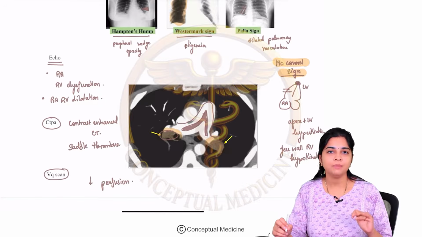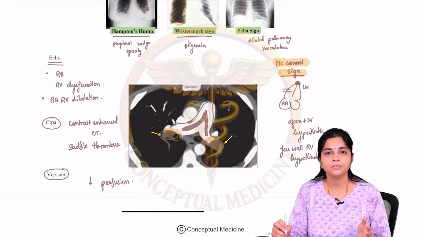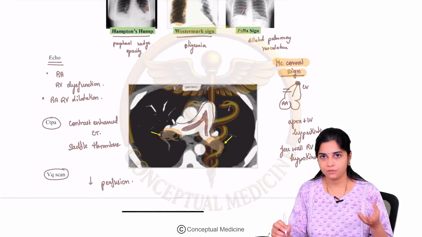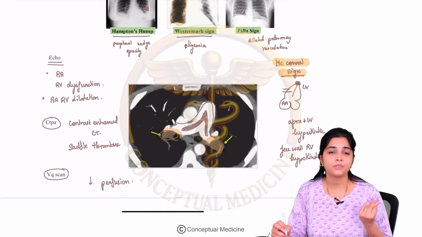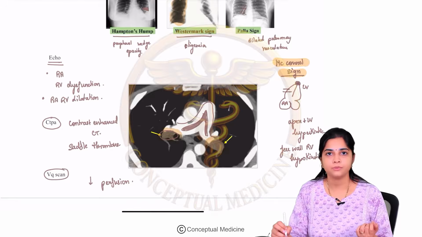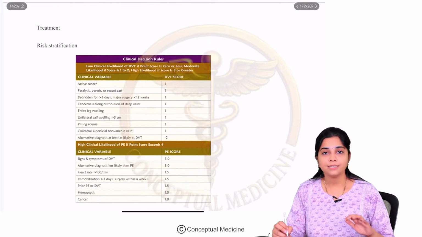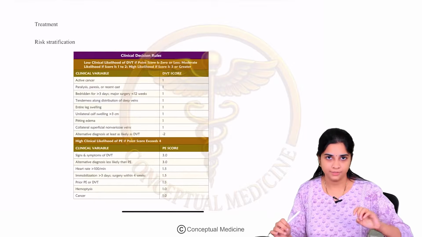Okay, so for CTPA to be done, you need to have a normal serum creatinine value because you're injecting a contrast which can worsen the kidney function. So in patients where you cannot really do a CT pulmonary angiography, you can go ahead and do a VQ scan. Fine. So that is about the various diagnostic features which you can use for your diagnosis of PTE.